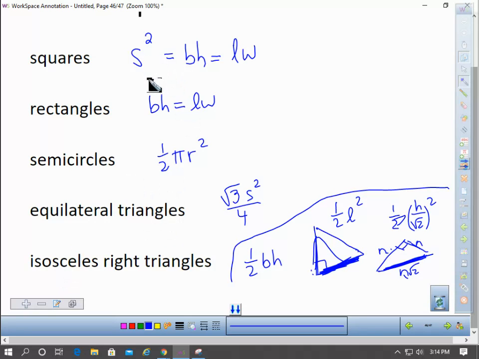All right, so these are the easier ones. Okay, these are the easier ones. This is just a standard formula, radical 3 side squared over 4. All right, that's just a standard formula.